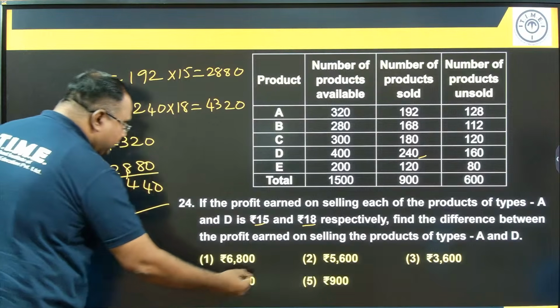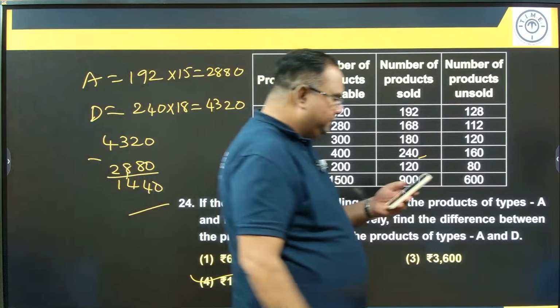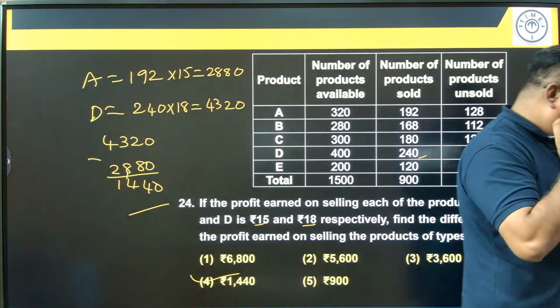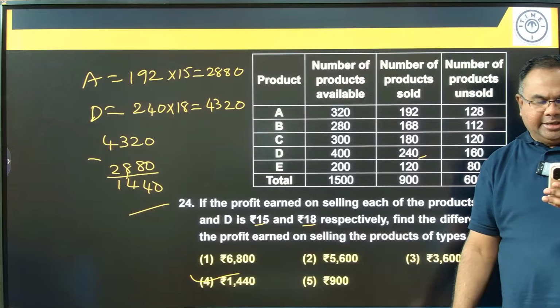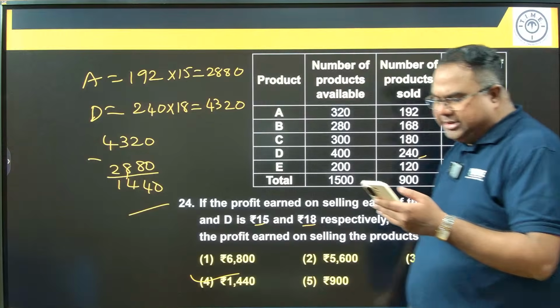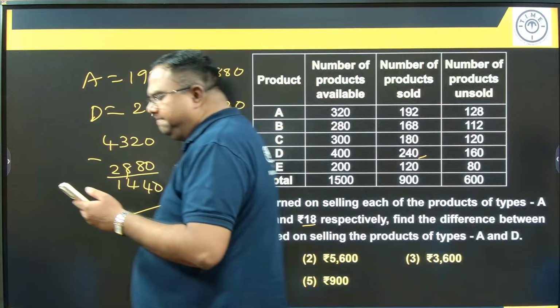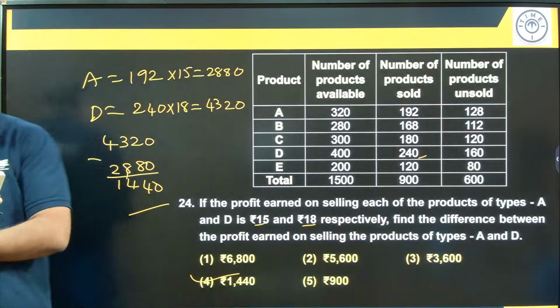1440 should be your answer. Choice 4. Correct answer, Gaurav. Chandana, correct answer. Suyoghande, correct answer. Sumant, correct answer. Rajan, correct answer. Grishma, correct answer. You multiply by 15 and 18, you'll be able to do that.